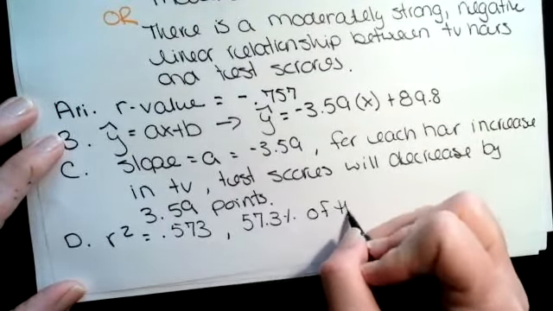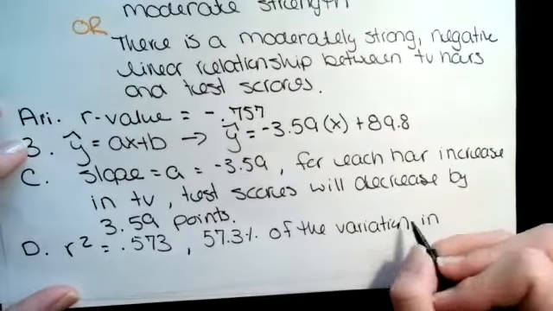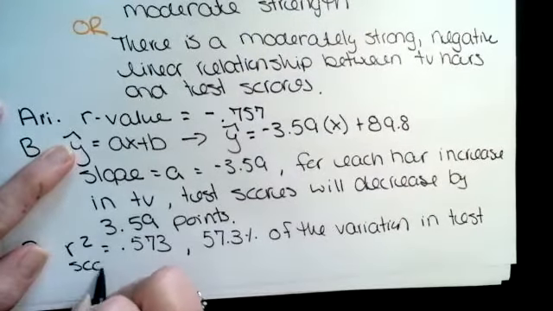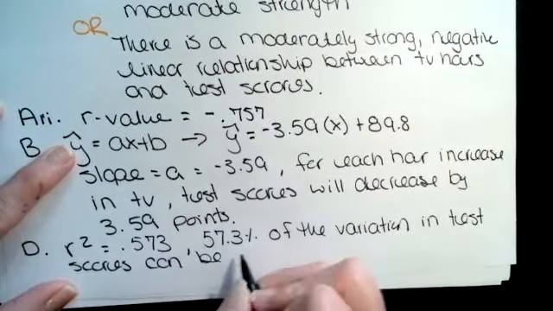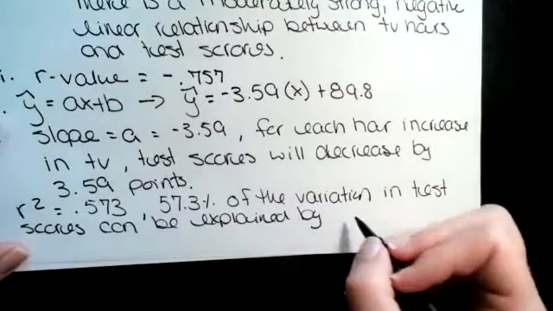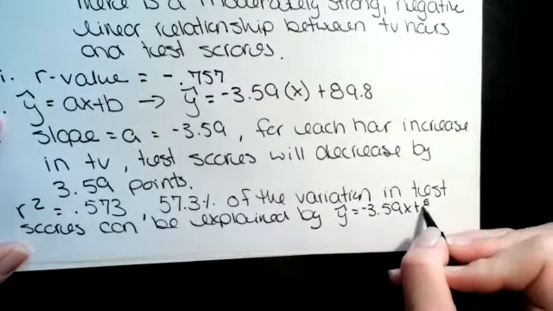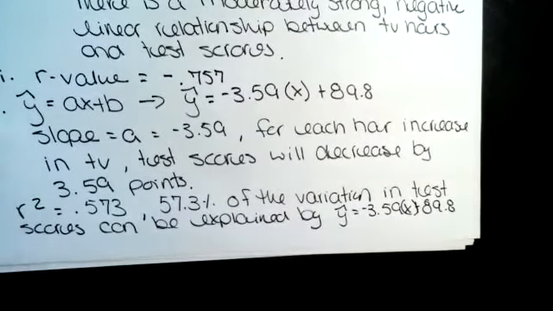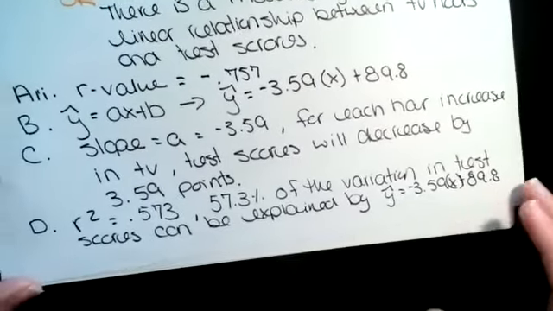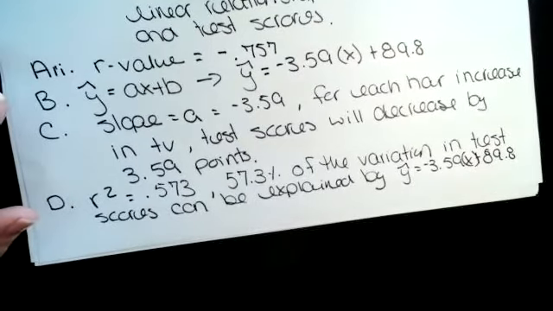57.3% of the spread or variation or variability in my Y, remember what Y stands for? Test scores. Can be explained by my line. So I could just write the equation of my line. I can say by the linear relationship between TV hours and test scores. I can say different things there. Again, you can always put this into your own words. I just give you like a template and you can use that template. It's fine with me if you want to do that.